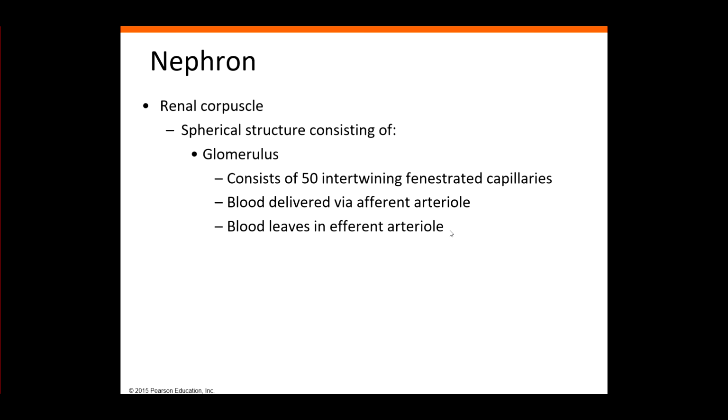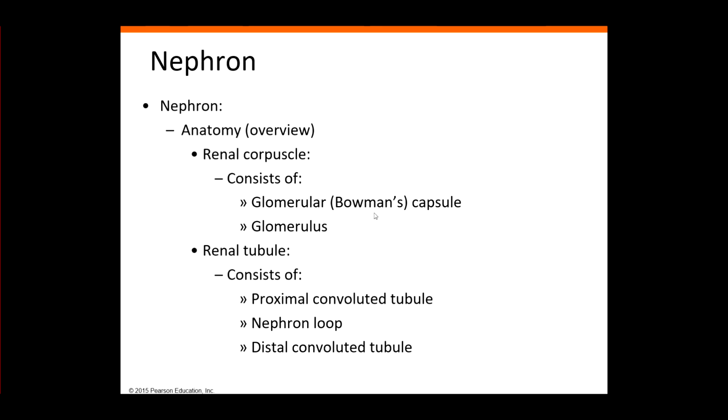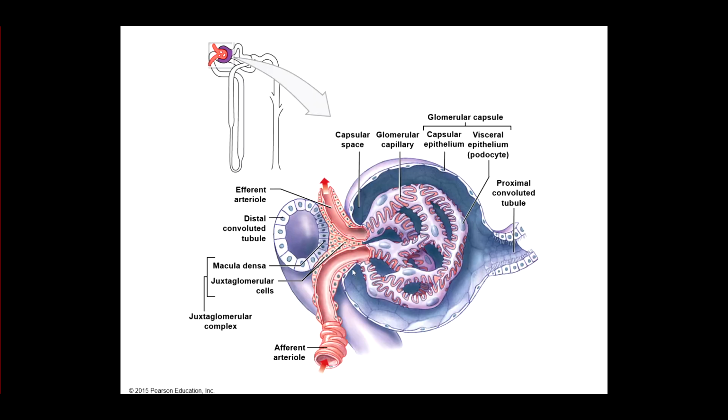Okay, so I'm going to go back a minute. So what we just did was the renal corpuscle consists of the glomerular capsule, or the Bowman's capsule, and the glomerulus, right? That's just what we did. Now we want to take a look at the rest of the nephron. That's going to be the renal tubule. That's going to consist of three parts. I always call it the PCT, the proximal convoluted tubule, then the nephron loop, or what used to be called the loop of Henle, and then the DCT, the distal convoluted tubule. All right, so let's do this now. So let's scroll down a little bit.